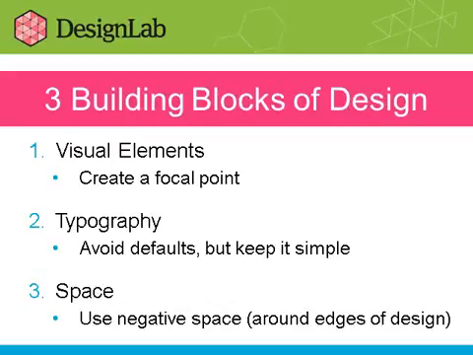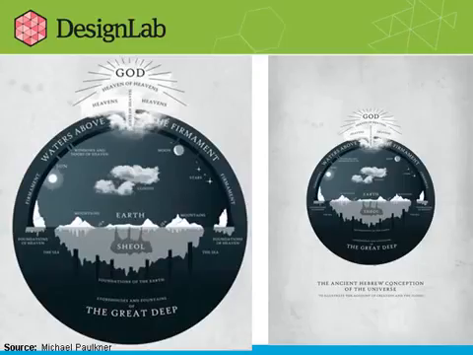The third basic building block is space. By this we mean stuff that isn't filled with either visual elements or type in your design. The basic idea is to use negative space as your friend, not to be afraid of white space, particularly around the edges of the design. We'll show you a couple of examples to see what we mean. Here's a really nice infographic made by Michael Palkner representing the ancient Hebrew conception of the universe.